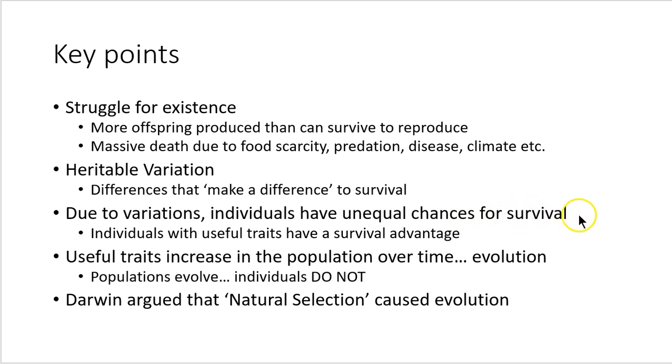So there's a non-random process going on here. Individuals with useful traits have a survival advantage. Useful traits increase in the population over time. Evolution, that's what we call that process, evolution. And it is populations that evolve, individuals do not. They're simply born with whatever DNA they got from their parents and any new mutations. And Darwin argued that natural selection was the cause of this evolutionary process.